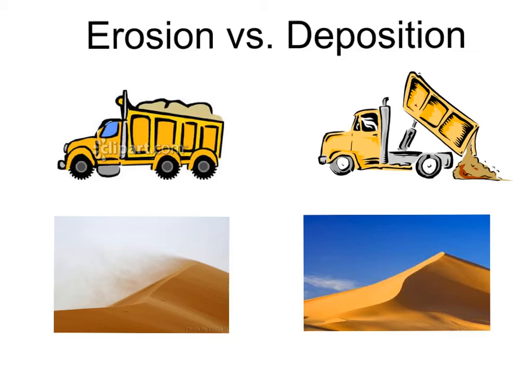I wanted to come up with an example that I thought would help you understand the difference between erosion and deposition. To start off with, the dump truck on the left is supposed to represent erosion. Now, erosion is a destructive force, which means that it destroys land and it takes it away. So the dump truck on the left, the bin on the backside is full of material that's been broken down already. The dump truck is carrying it or driving it from one place to another.